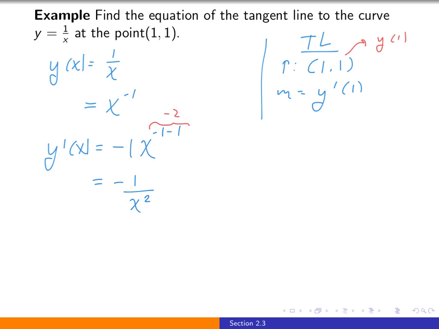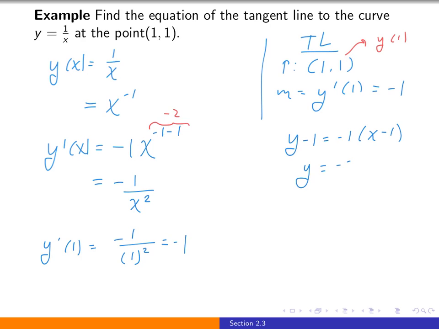So the slope of our tangent line is going to be y prime of 1, which is minus 1 over 1 squared, which is the number minus 1. So the line going through the point 1, 1 with slope minus 1. So this simplifies very nicely to be y equals minus x plus 2.